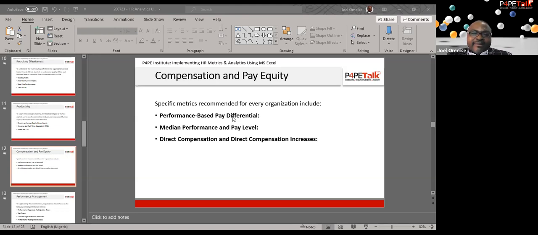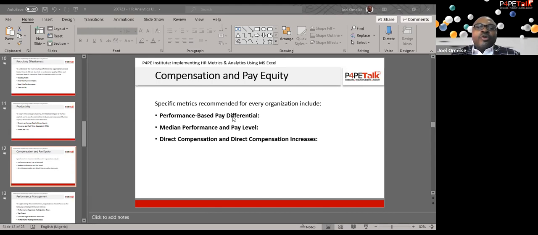Median performance and pay level is referring to, that's the second one. Median performance is referring to the pay that you pay employees. Arrange them in order from the lowest to the highest. Which one is in the middle point?